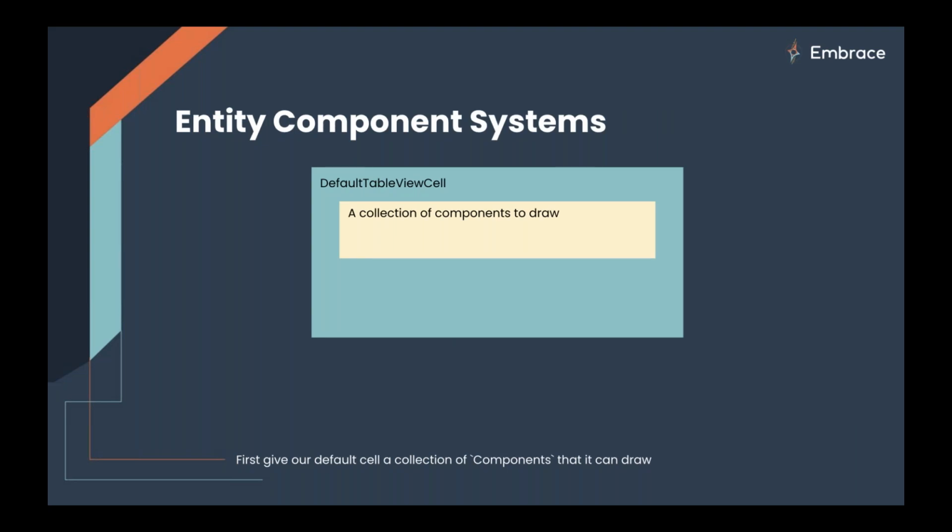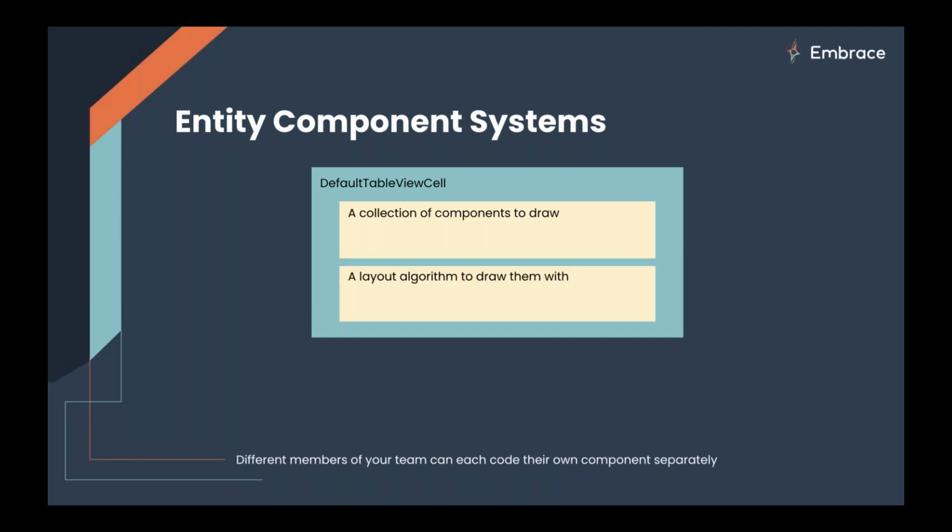Well, if we think about this problem from an entity component system point of view, instead of putting any labels on the default table view cell, we're going to put a collection there instead. Now, this collection knows how to draw any components that we add to it. Then we add an algorithm to the class that will lay out those components in any way that we want. But the base class itself doesn't specify what components to draw or how to draw them. It only specifies the interface that a component has to conform to in order to be drawn. And it specifies the interface that a layout algorithm conforms to in order to control the position of the components.